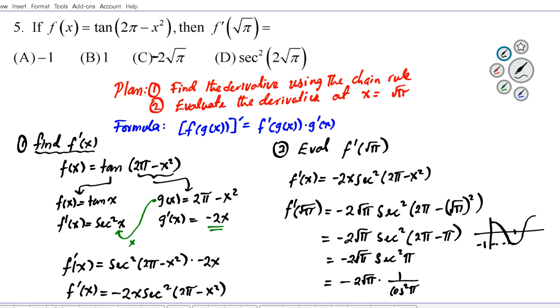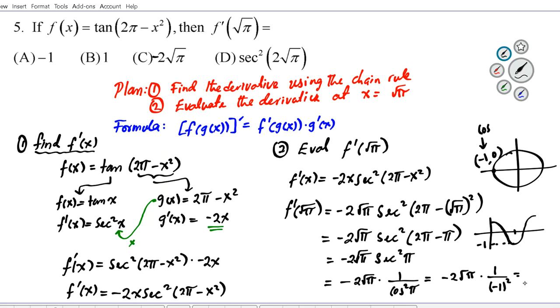Okay, if you're using your unit circle, pi is right here. The coordinates of that point are negative 1, 0. Sine is your y coordinate, cosine is your x coordinate. So cosine is going to be negative 1. So this is going to become negative 2 root pi times, okay, you've got to be careful here. Cosine is being squared, so we're going to square negative 1. So negative 1 squared is 1, and our final answer is going to be negative 2 root pi. The answer to question number 5 is option letter C.